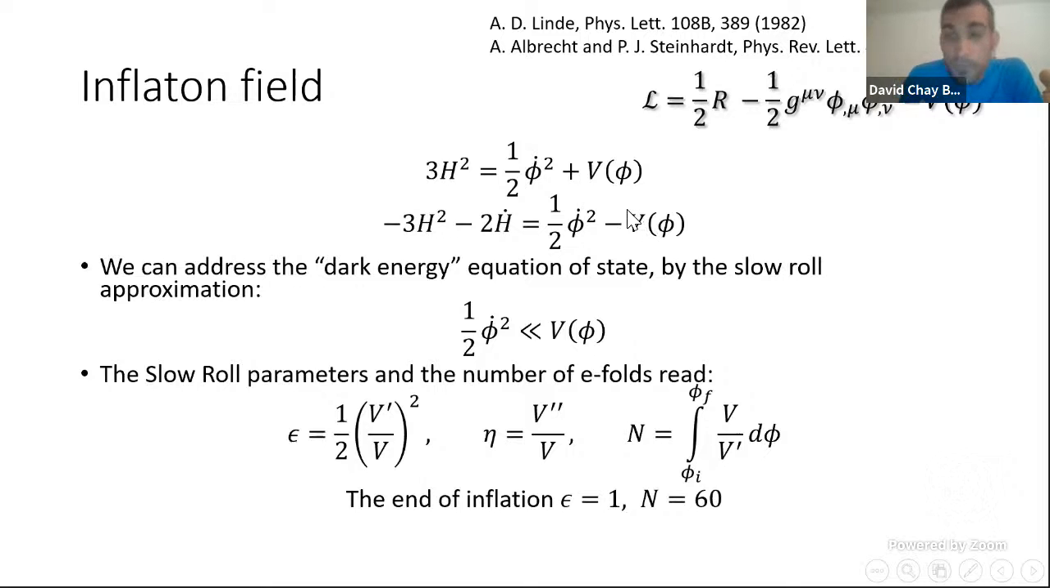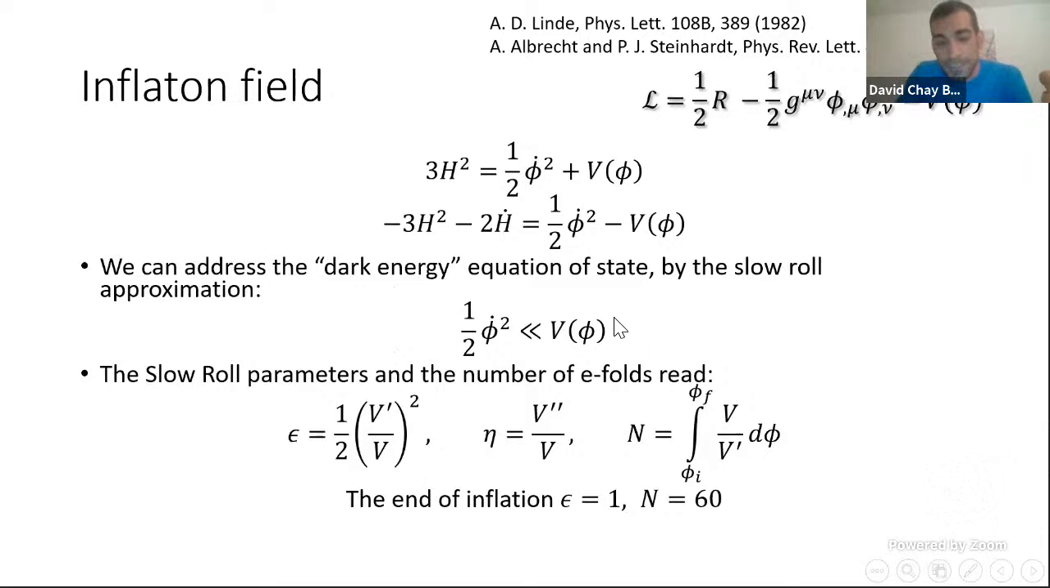Now, in order to mimic some dark energy behavior, which could be used for the inflaton but also for quintessence, for the late dark energy model, we need the kinetic term to be partially negligible relative to the potential term. So this is what's called the slow roll approximation.